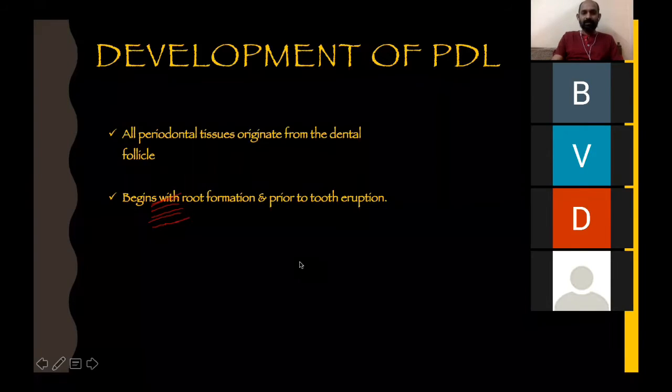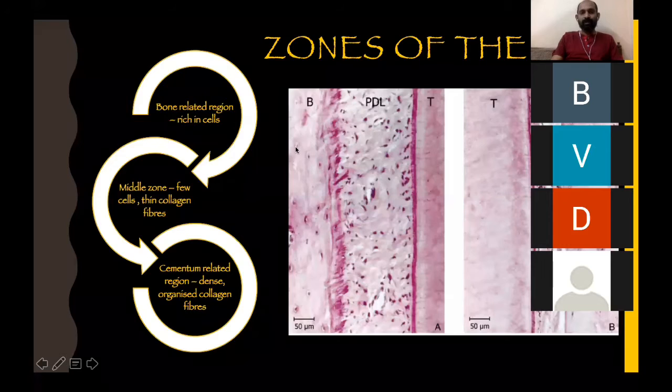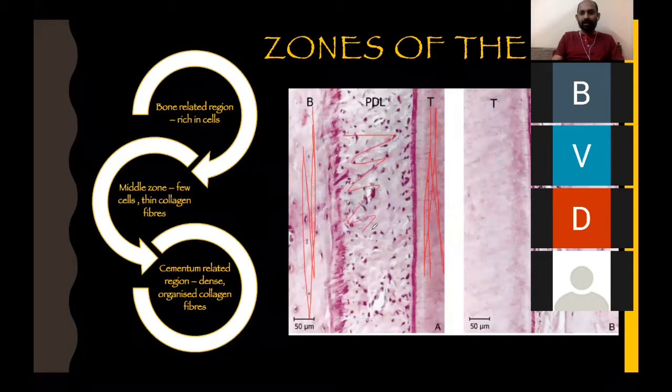So the periodontal ligament arises from your dental follicle. And coming on to the zones of the periodontal ligament. Now, if you can see, this is the tooth side, that is your cementum, and this is your bone side. And intervening between these is the periodontal ligament area.